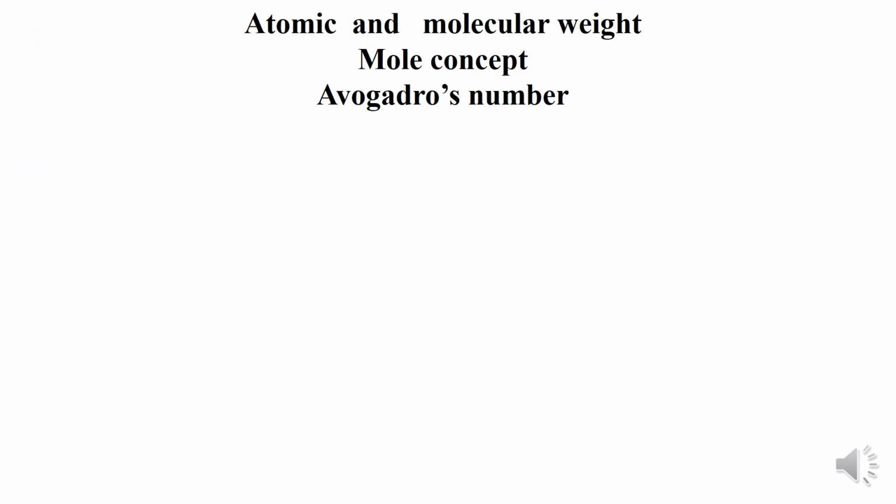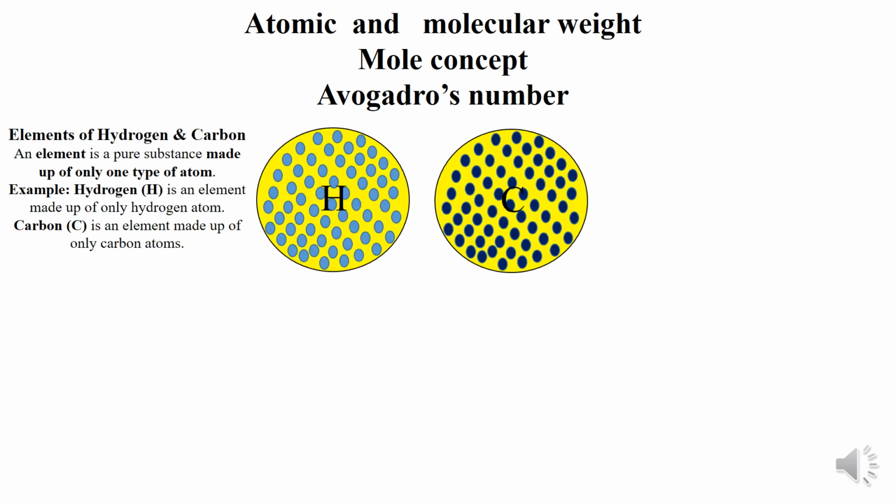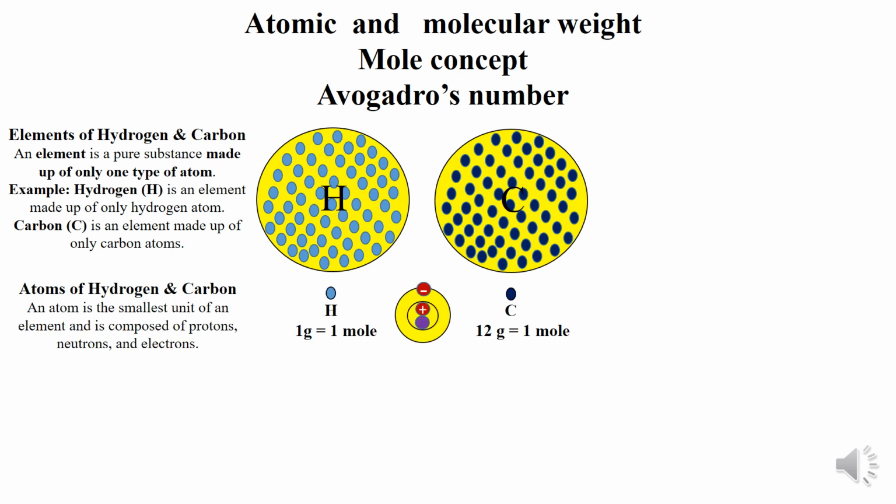Now to summarize the discussion so far about the mole concept and the significance of Avogadro's number. An element is a pure substance made up of only one type of atom. For example, hydrogen is an element made up of only hydrogen atoms. Carbon is an element made up of only carbon atoms. So 1 mole of hydrogen is 1 gram and 1 mole of carbon is 12 grams. An atom is the smallest unit of an element and is composed of protons, neutrons and electrons. And during the atomic weight calculation, we ignore the mass of the electron as it is of negligible mass.